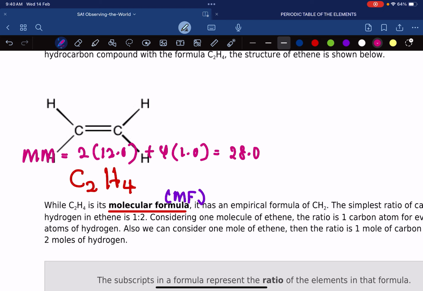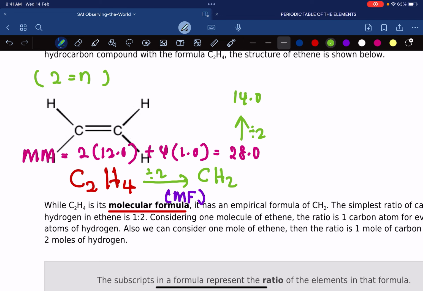Now comes the part where you realize if you do simple maths here, there is a common factor. We can divide everything in this formula by 2. You end up getting CH2. Correct? Same thing with this here. If I divide this with 2 as well, I get 14. So this number 2 is called n. It's a variable. Sometimes it can be 3, sometimes it can be 4, and sometimes it can be 1. So if both of the elements have a common factor, we can use it.